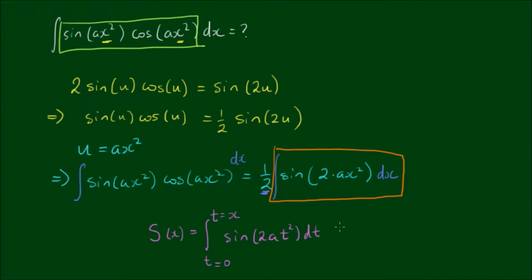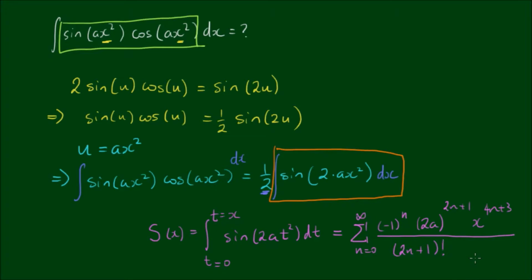But this integral evaluates to the sum from n equals 0 to infinity of -1 to the power of n by 2a to the power of 2n plus 1 by x to the power of 4n plus 3 divided by 2n plus 1 factorial by 4n plus 3. So that's quite a mouthful.